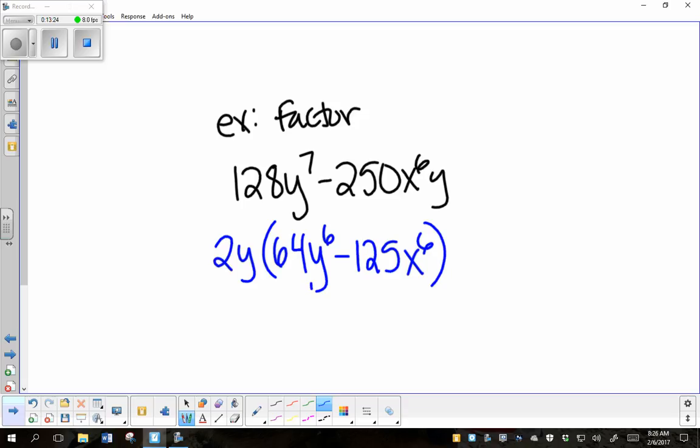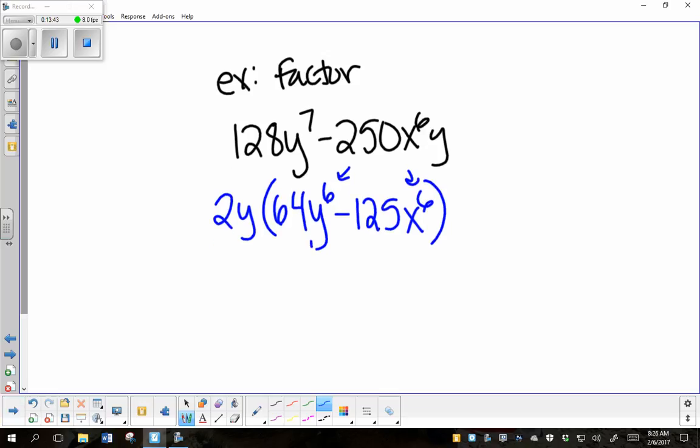So now this part I have in parentheses, the 64y to the 6 minus 125x to the 6, that's looking a lot nicer because I'm recognizing that both those numbers are cubes and both of the powers, the 6's, are multiples of 3, so I think I can make them look like cubes. So keep in mind that we don't want to forget about this 2y that we factored out. That has to be part of our answer. You can't leave it behind.